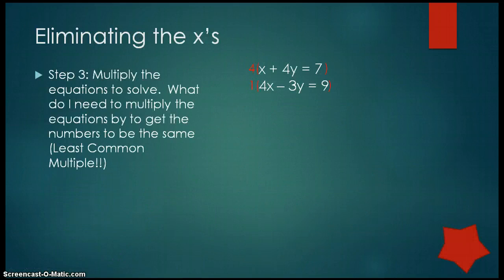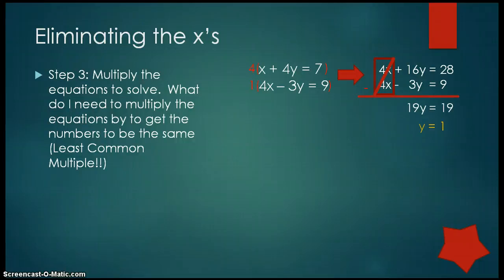Alright, so we're going to multiply that top equation by 4 and the bottom equation by 1. So the bottom equation doesn't change at all, but the top equation is now 4x plus 16y equals 28. So we have our similar coefficients here. In order to eliminate them, we're going to subtract. 4x minus 4x is 0. 16y minus negative 3y is 19y. And 28 minus 9 is 19. If we divide by 19 on both sides, we have y equals 1.